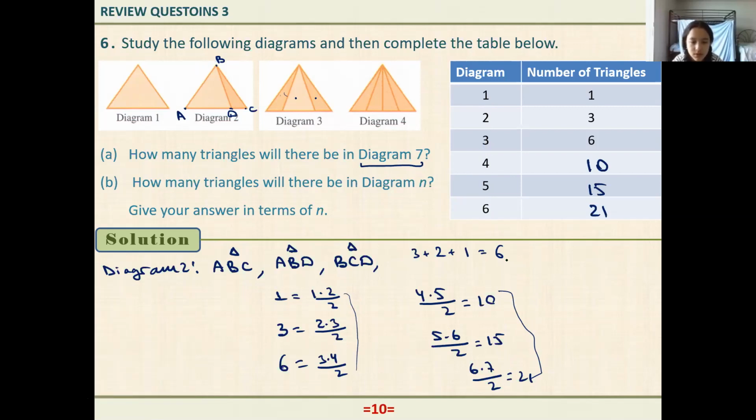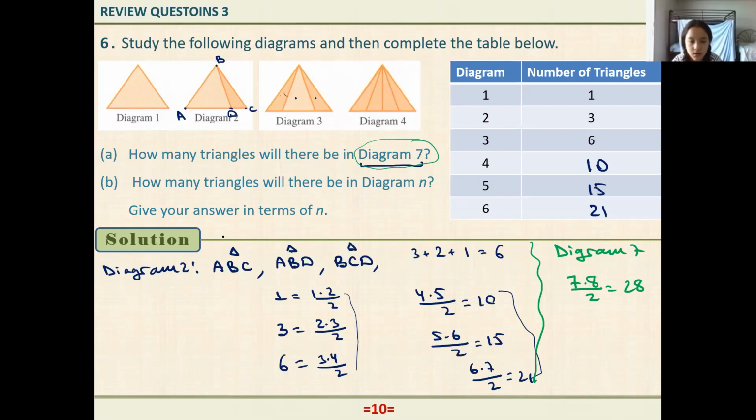Here, let me just write, in diagram 7, how many triangles? The number of triangles will be 7 times 8 over 2. 7 times 8 is 56. 56 over 2 is 28. So in diagram 7, there will be 28 triangles.